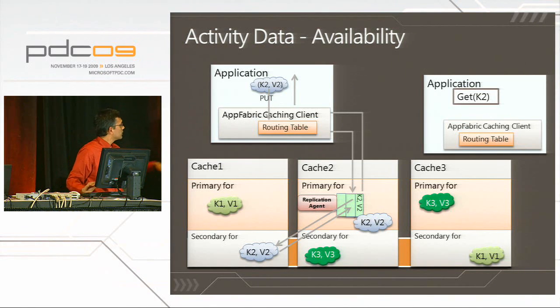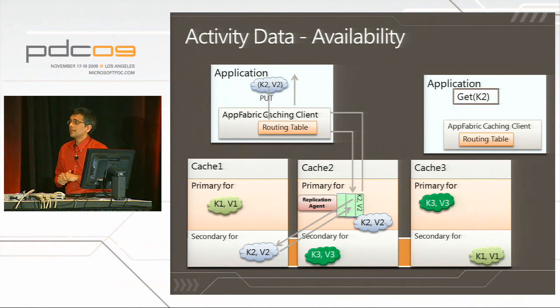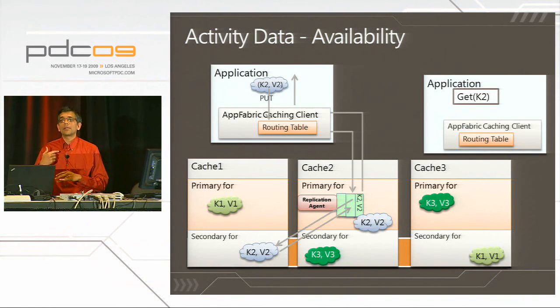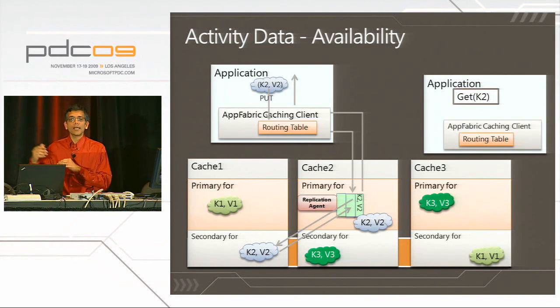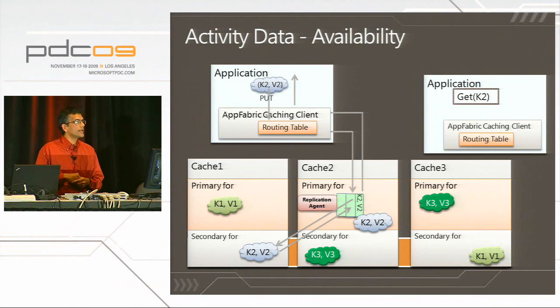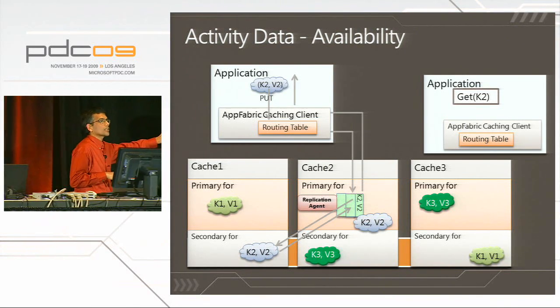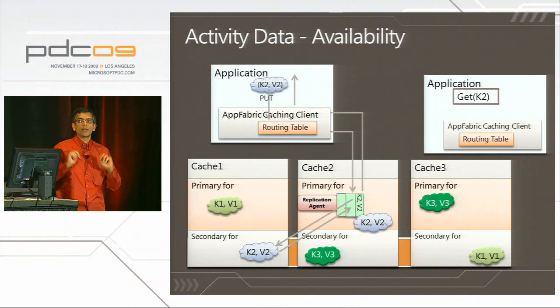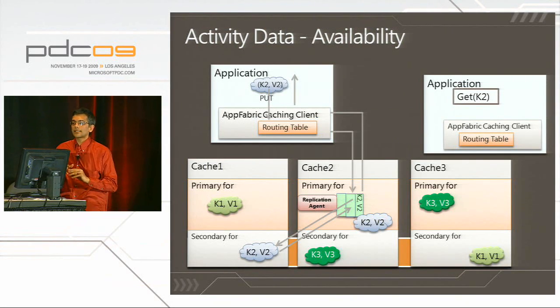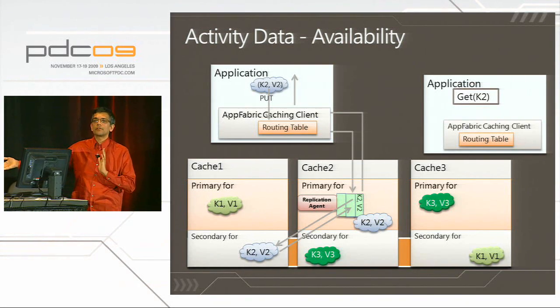So in this example, if cache 2 were to just die, then what will happen is we have a fabric layer and a clustering and availability substrate which detects the fact that cache 2 died, and then tries to figure out, OK, who is the backup for that particular data or partition. It'll then tell cache 1, hey, you are now in charge of that particular piece of data. You are the primary for that data. And then it'll ask cache 1 to go create yourself another backup.